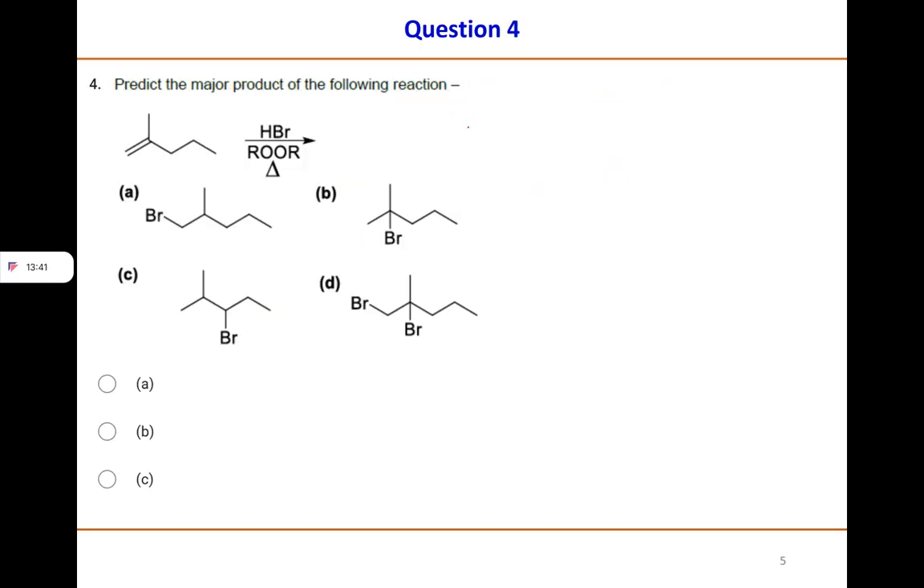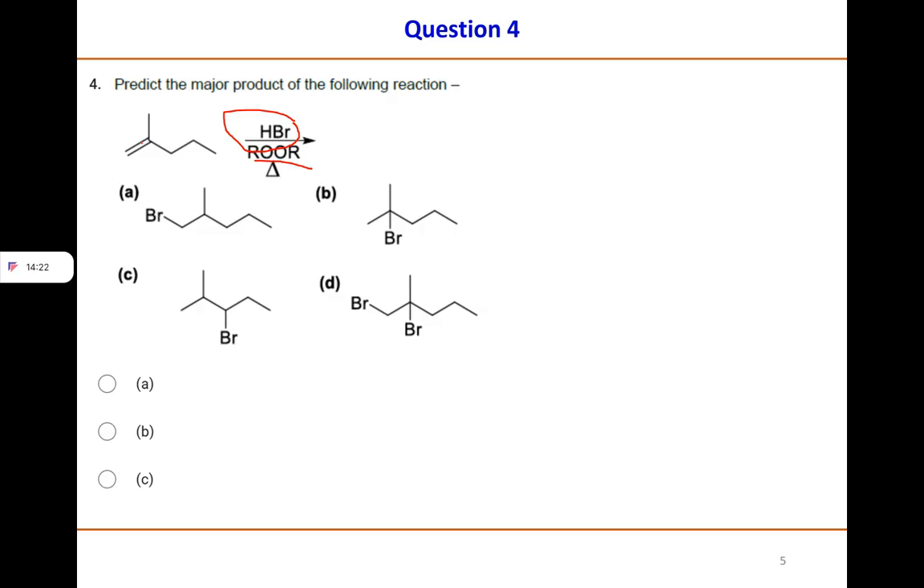The next question is, predict the major product of the following reaction. So here we have a condition where hydrogen bromide, HBr, is there with a peracid in thermal condition. Okay, so there is a peracid and HBr. If the reaction was going in the absence of peracid, it would go via carbocation formation, right?